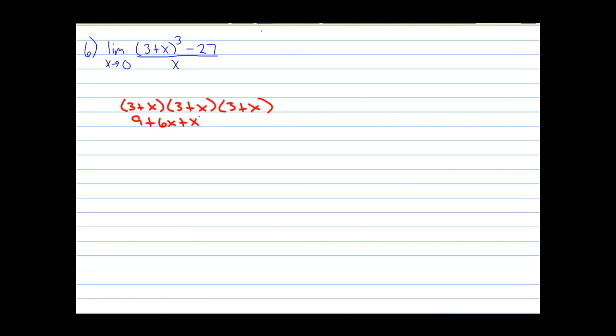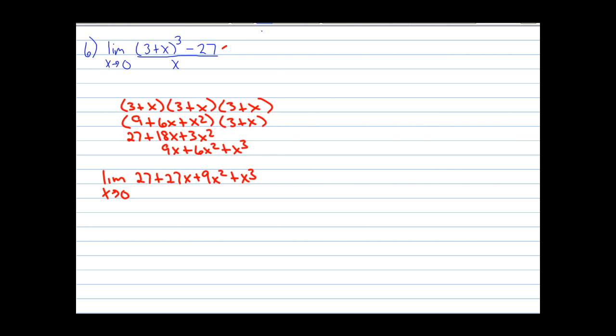9 plus 6x plus x squared, and we have 3 plus x. We'll distribute the 3 through, 27 plus 18x plus 3x squared, and now we'll distribute the x through. We have 9x plus 6x squared plus x to the third. Now we combine like terms, and we have the limit as x approaches 0 of 27 plus 27x plus 9x squared plus x to the third. And of course, we're going to bring the minus 27 down with it, and this is all over x.